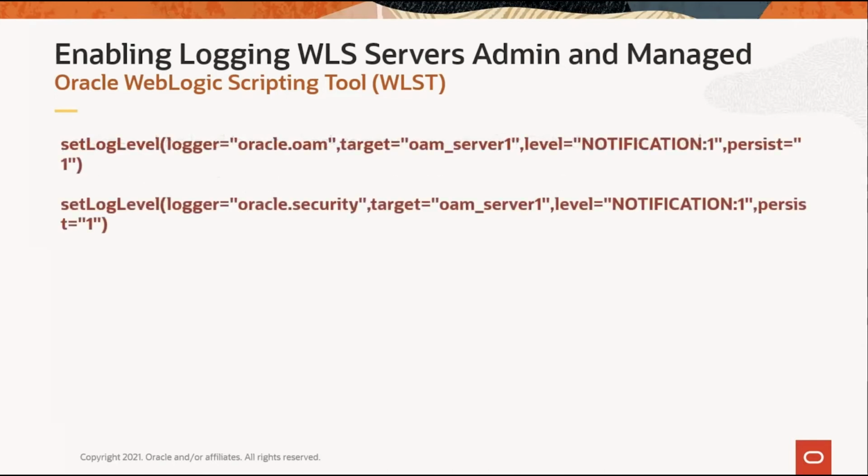After the issue is reproduced, revert the OAM server log level to the notification by using the functions as shown on this screen. This completes the steps for using the WLST tool for enabling logging for the WLS servers, for the admin and managed server at trace32 for the OAM logger, oracle.oam, and oracle.security. When finished collecting the trace logs, just do the reverse to undo the changes.